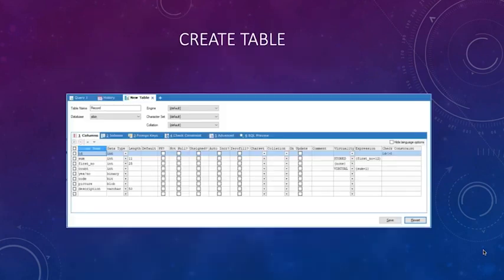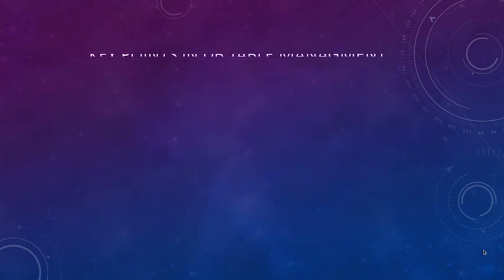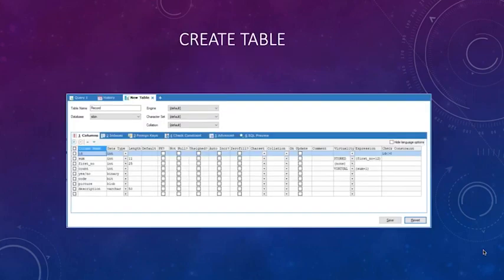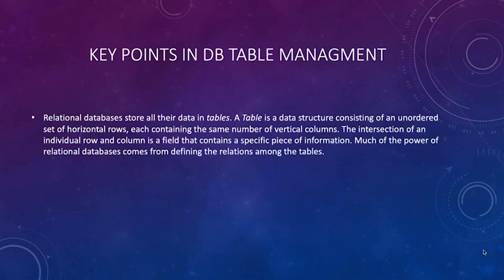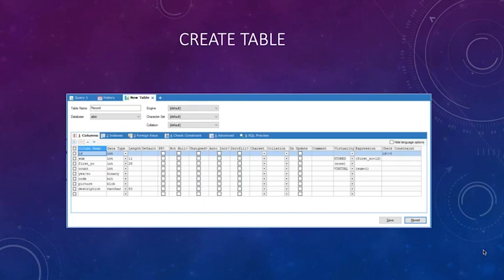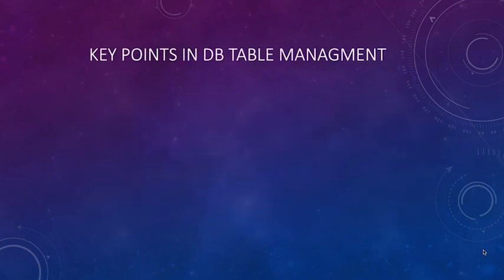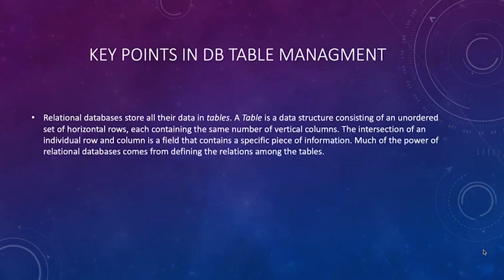Now, how to do a basic create table. This is how it looks. This is how you create a table. You actually go ahead and do that in the editor bar. That's as simple as that. Now, the key points in database table management. This is how you create a new table. What are the points that you need to remember when you create that?